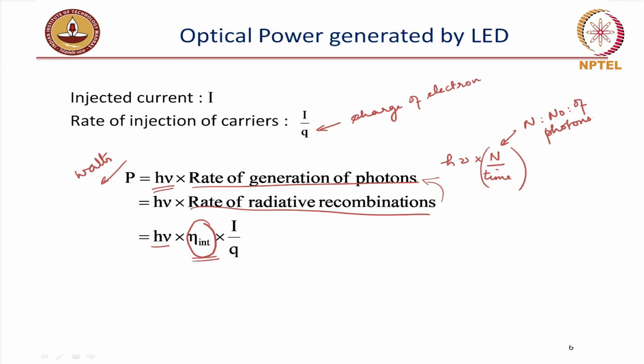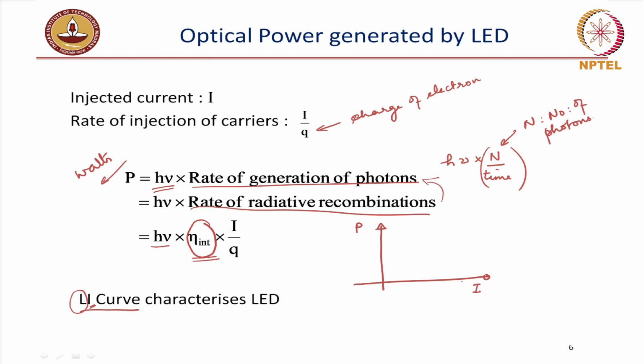So what is the consequence of this? I can say for a given structure, h nu is a constant, eta internal is a constant, Q is of course a constant. So the power is directly proportional to current. So this leads to what is called as the famous Li curve. L actually stands for light intensity, but instead of intensity, we are quantifying this in terms of power. And I is the current. Now Li curve is something that characterizes all the semiconductor sources. So if I plot the optical power versus the current, what is that plot going to look like? I know that it is going to be like the equation of a straight line with a slope given by h nu times eta internal divided by Q. And what is important to note is that when your current is 0, the optical power is 0. So it is a line that passes through the origin.